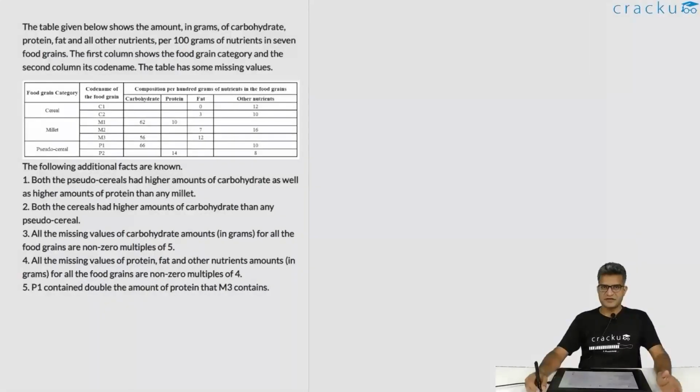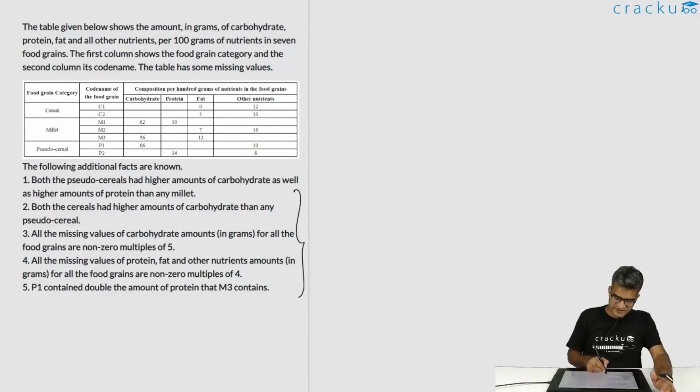In this question, we are given a table which has some missing values. It contains different types of food grains. There are some cereals, there are some millet, there are some pseudo cereals. There are 2 cereals, 3 millets and 2 pseudo cereals. Each one of these food grains has some carbohydrate, some protein, some fat and some other nutrient. The sum of all of them for each of the 7 food grains is equal to 100. In addition to it, we are given some information. We'll use this information to fill the table.